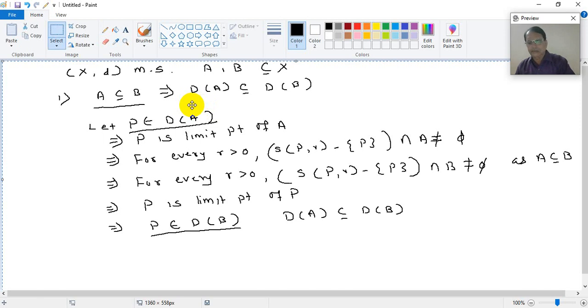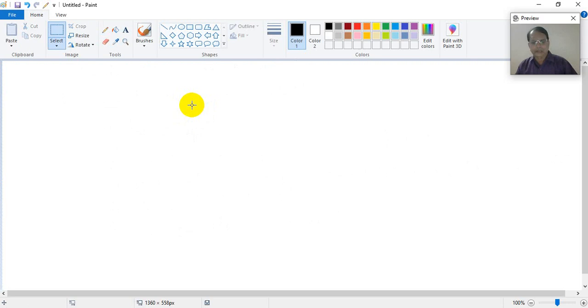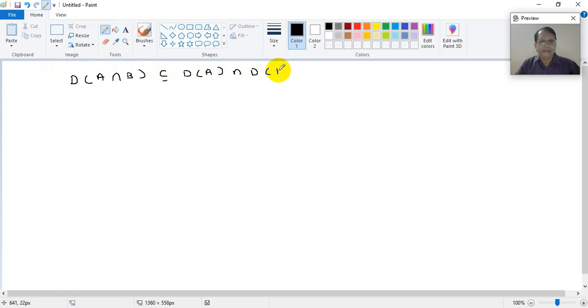Now next to that we will prove the fourth property, that is, we will prove the derived set of A intersection B, sorry, by mistake I wrote union here, the derived set of A intersection B is a subset of the derived set of A intersection the derived set of B. Now this is also an obvious property, because why?